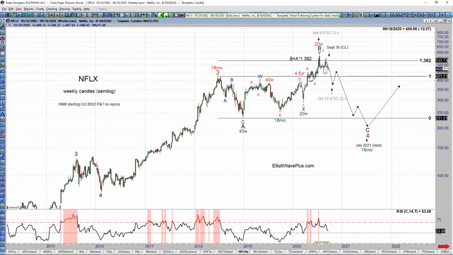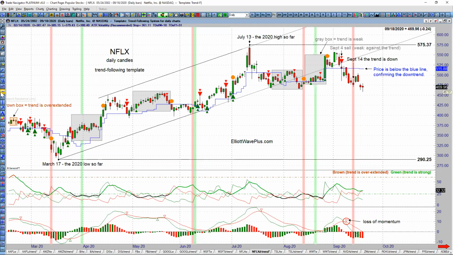Netflix looks like it's just starting to give way to the downside. Netflix is down 20% from its all-time high, which is still standing from mid-July. The trend is down as of Tuesday of last week.